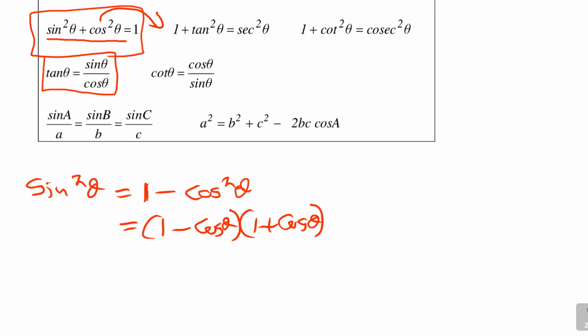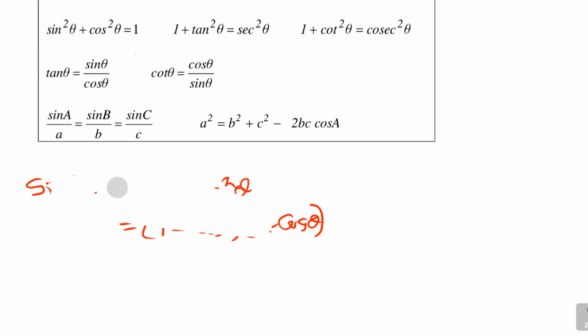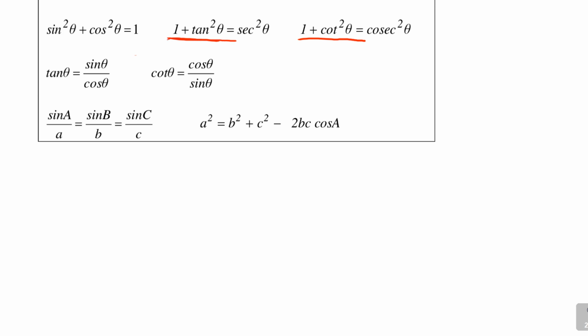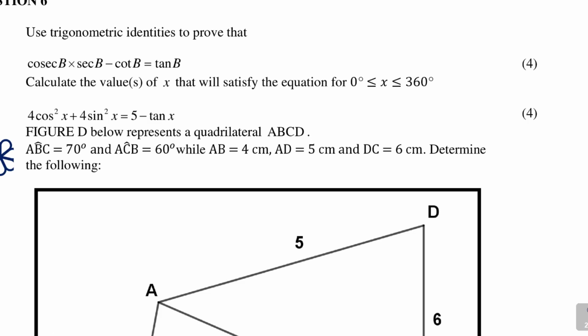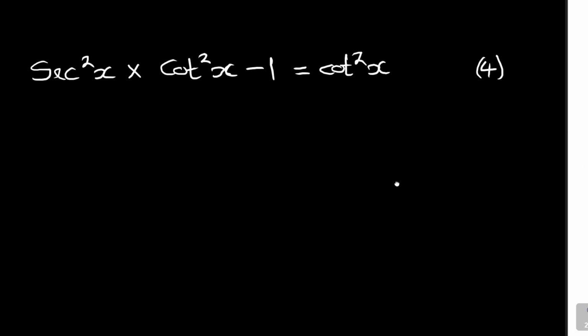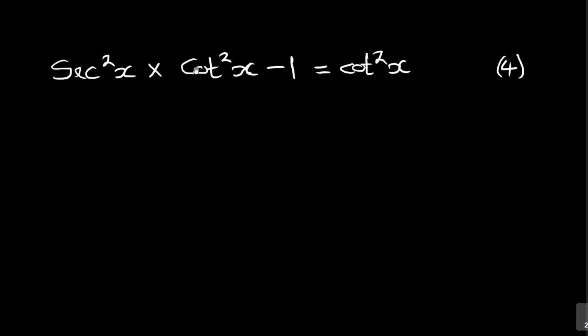Are you with me? And then these other identities, if you see sec squared theta and 1 plus tan, you don't have to cram them, you just have to refer to them whenever you see sec squared appearing. So let's look at this question. It says sec squared theta times cot squared theta minus 1. Now be careful. You see this multiplication sign?